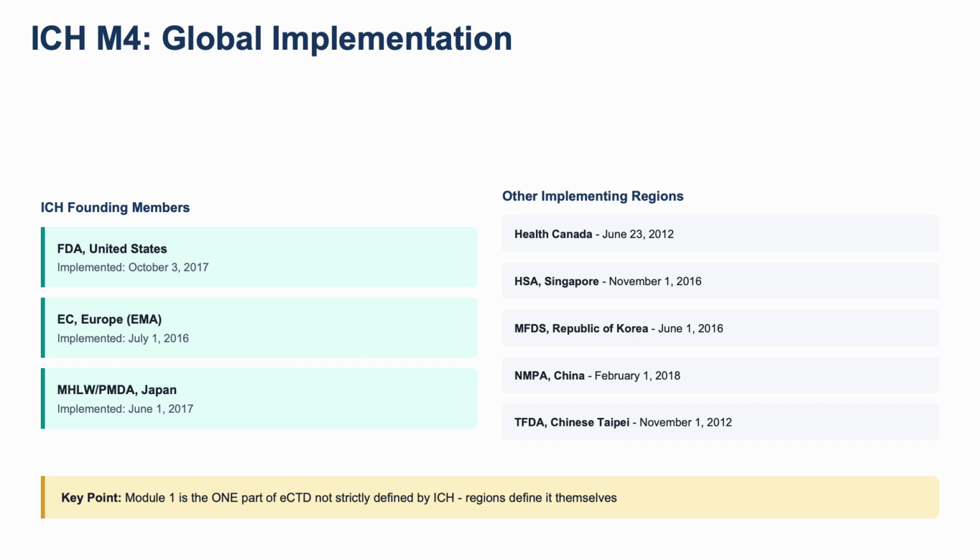The critical point to remember is that while Module 1 is somewhat harmonized, it is the one part of the eCTD that is not as strictly defined in the ICH reference document. This means individual regions define Module 1 largely for themselves, creating variations that regulatory professionals must navigate carefully.